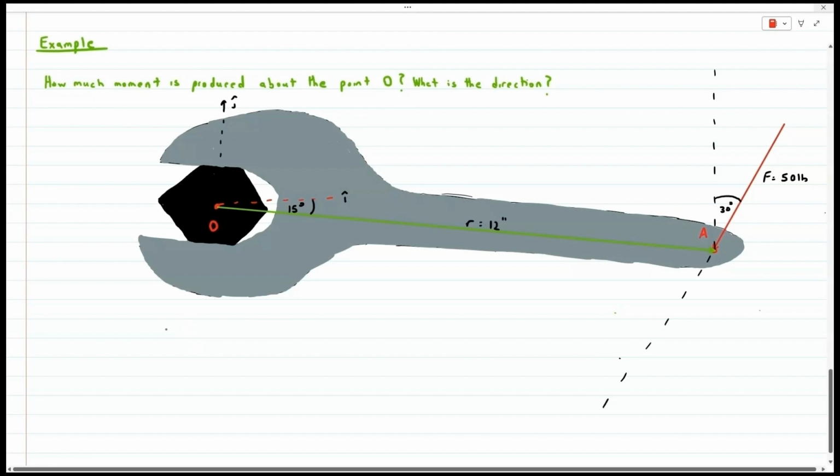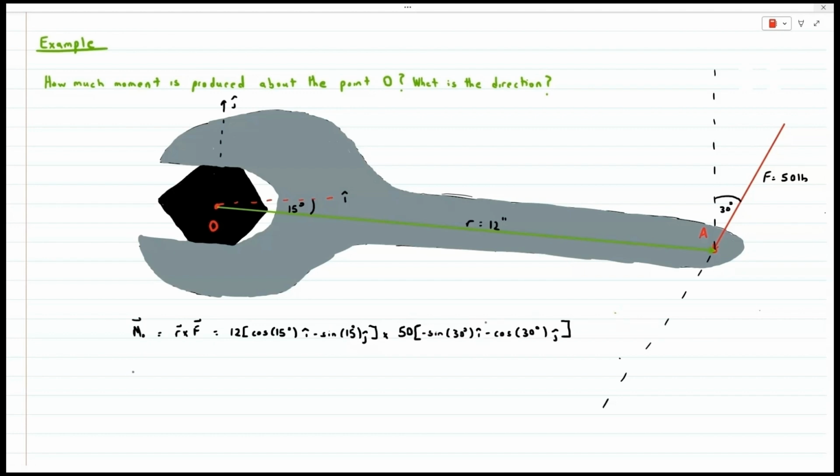If we plug straight into the definition, all we have to do is write R and F in our Cartesian coordinate system, where R is a vector 12 inches long and 15 degrees clockwise from the horizontal, and F is also shown here. We can write those using our unit vectors and our magnitudes. So let's go ahead and do that and perform the cross product. This first term is R, and the second term is F.